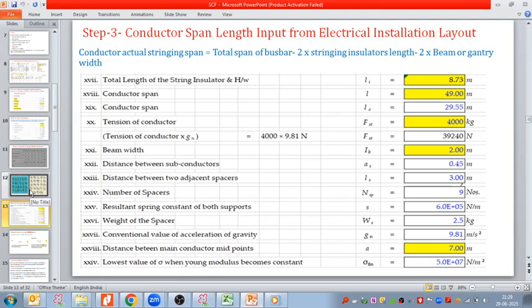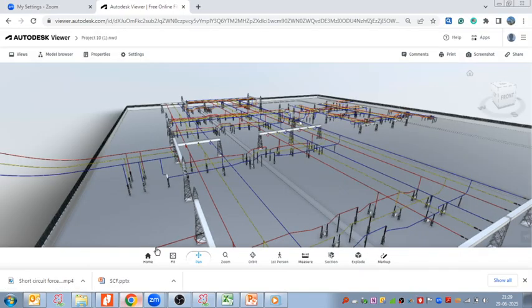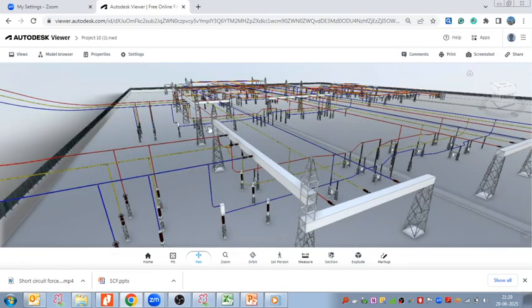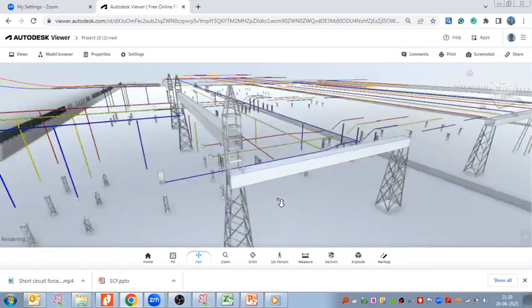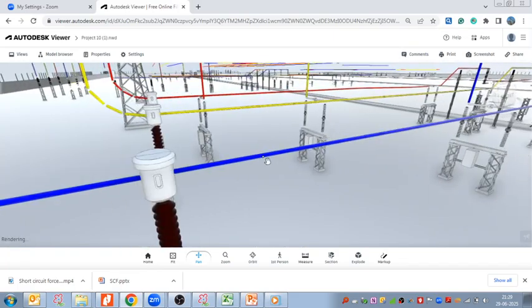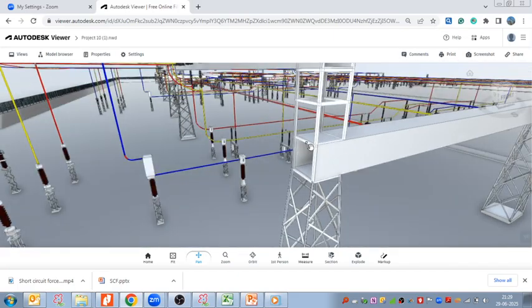Now, in the Excel calculations we need to put all the inputs. We need to put the conductor, and the conductor span. As we discussed yesterday, the conductor span we take center to center, from one center to the other center. But if you look at this beam, the beam has a certain width, and that width is generally 2 meters. It is a general size.